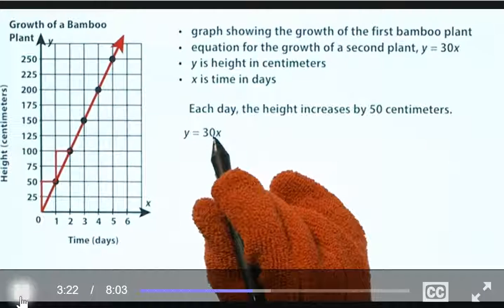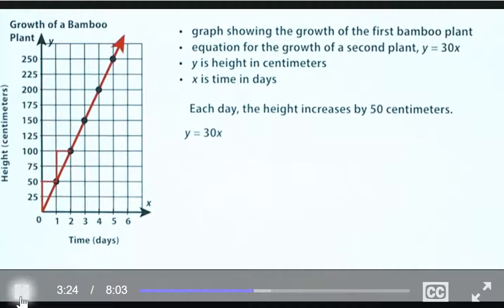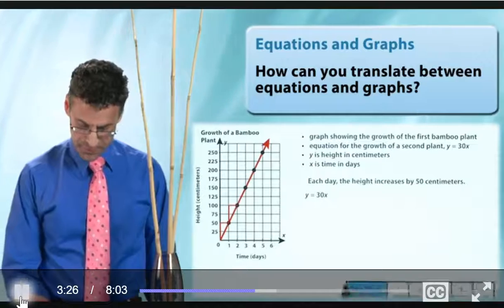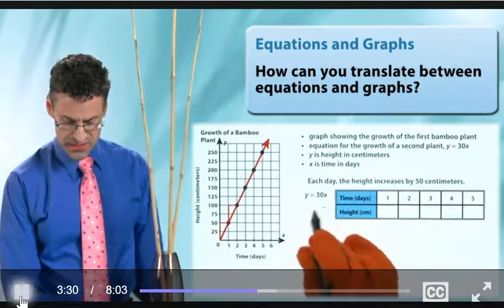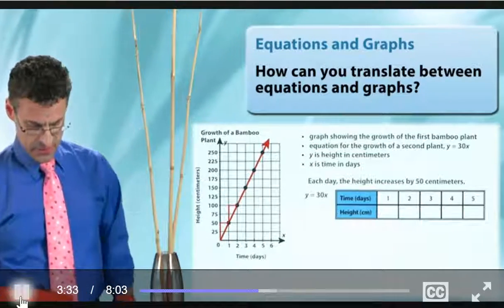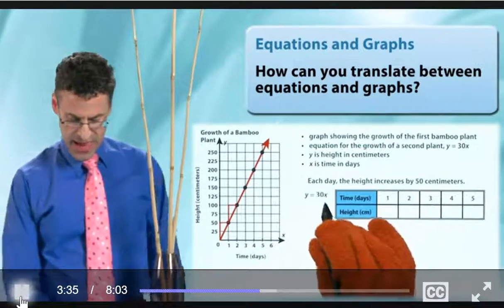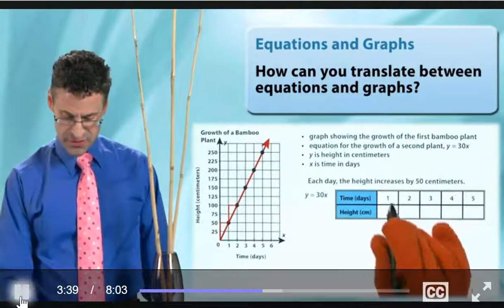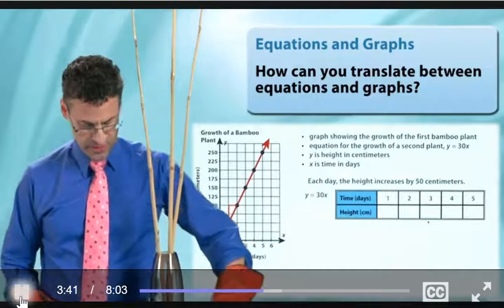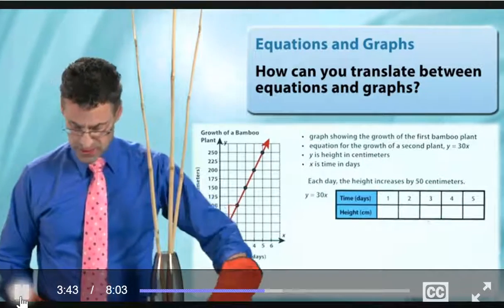The equation, of course, was y equals 30x. So let's make up a table for various days and use this equation to figure out the corresponding heights. Because remember, x represents the time, and y is going to give us the height. So these are the x values, and these are going to be the corresponding y values. So let's try it and see what we can do.